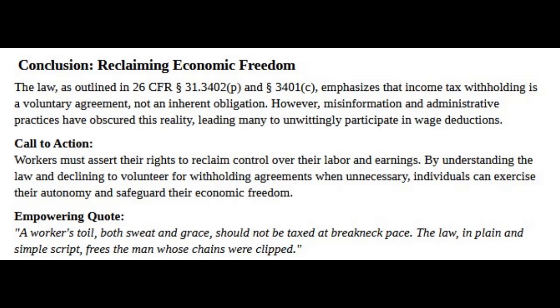their economic freedom. Empowering quote. A worker's toil, both sweat and grace, should not be taxed at breakneck pace. The law, in plain and simple script, frees the man whose chains were clipped.